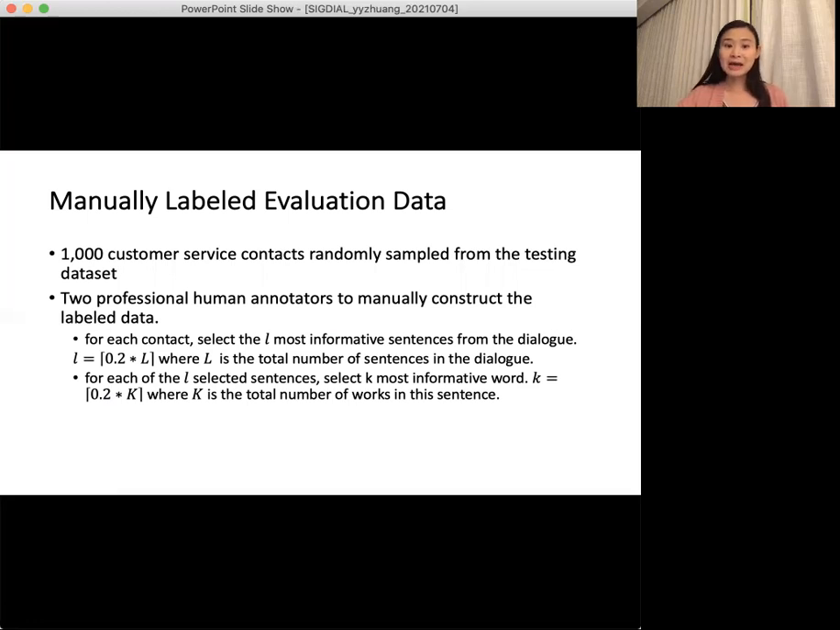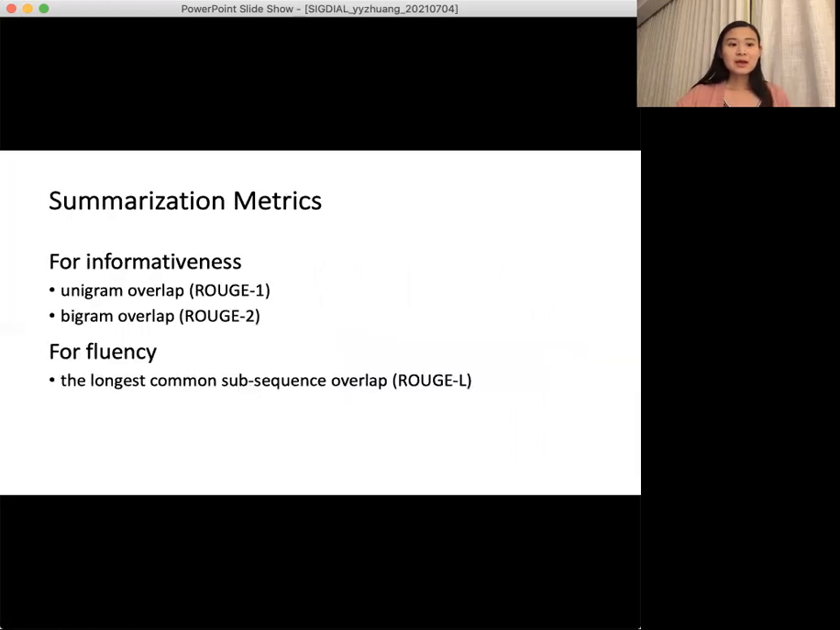Secondly, for each of the L selected sentences, select K most informative words and assemble them as the word level summary. K is set to be the ceiling of 20% of the total number of words in this sentence. These sentence level and word level summaries are the reference summaries for summarization methods. And we report the unigram overlap and bigram overlap as the metrics for informativeness, and the longest common subsequence overlap as the metric for fluency.